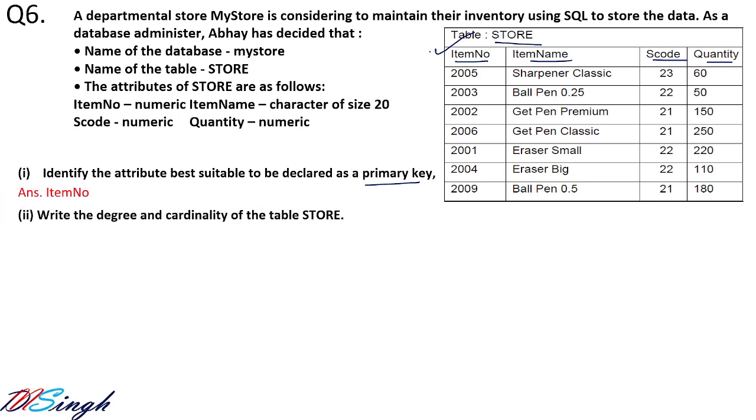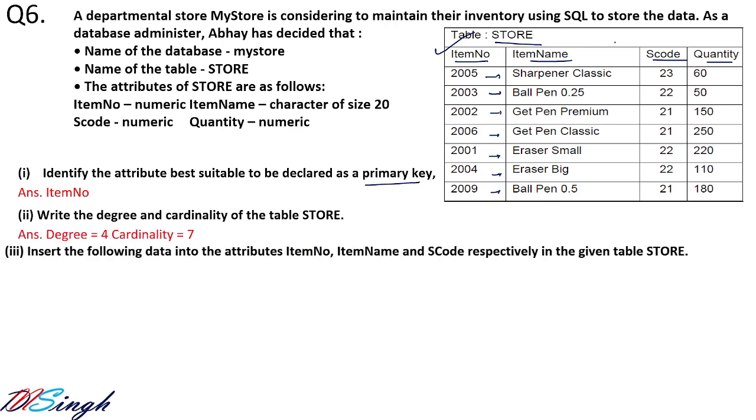Next, write the degree and cardinality. How many rows are there? 1, 2, 3, 4, 5, 6, 7. So how many data rows? 7. So what is the cardinality? 7. And what is the degree? How many columns are there? 4 columns are there. So degree is 4, cardinality is 7.